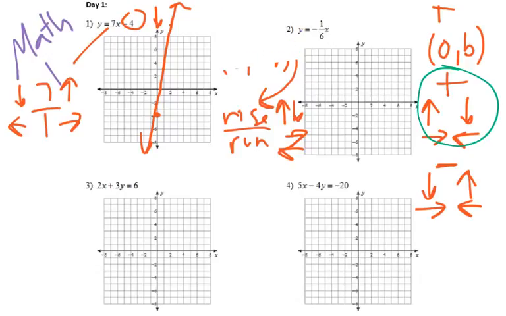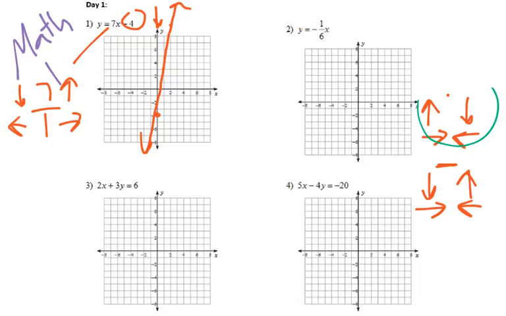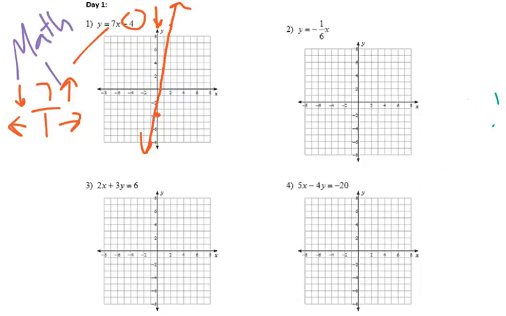Now it's the same process for number 2. The difference on this one is that you don't have that plus or minus a number. When that's the case, we think of it as plus 0. So basically our y-intercept is the origin, (0, 0). We're starting out here in the middle.